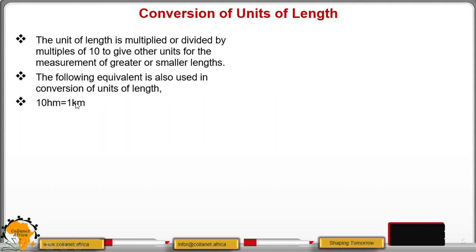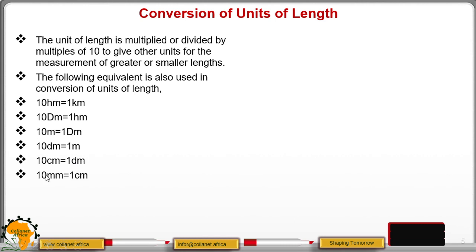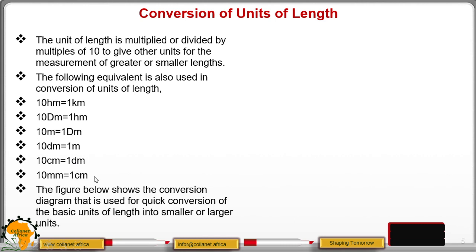We can use this conversion to help us to convert from one unit to the other. That is, 10 hectometer is equivalent to 1 kilometer, 10 decameter equivalent to 1 hectometer, and 10 meter equivalent to 1 decameter, 10 decimeter equivalent to 1 meter. Then we have 10 centimeter equivalent to 1 decimeter, and 10 millimeter equivalent to 1 centimeter.